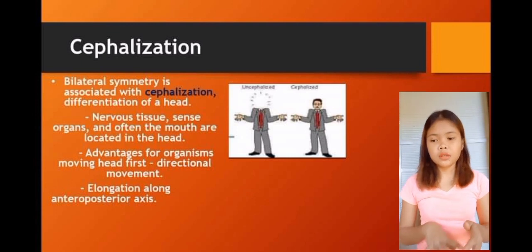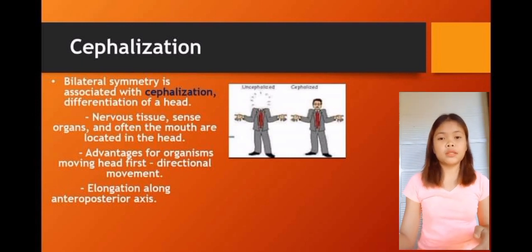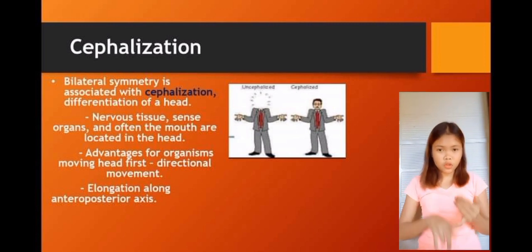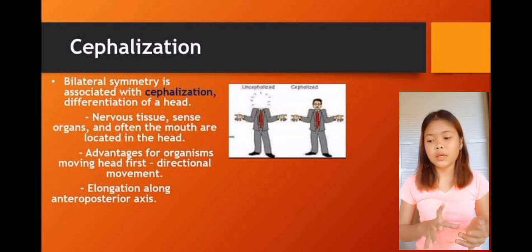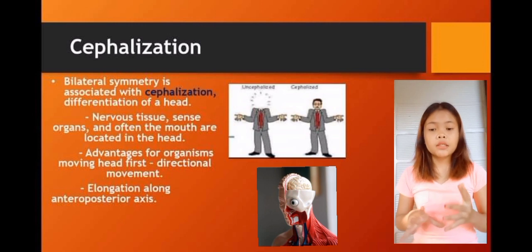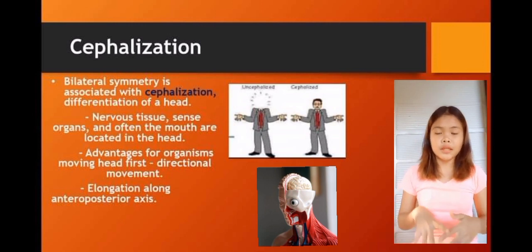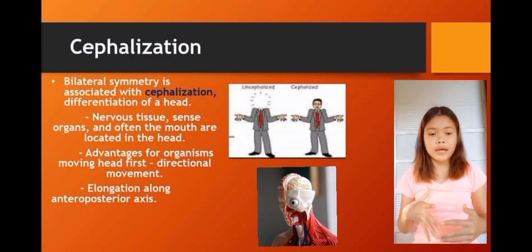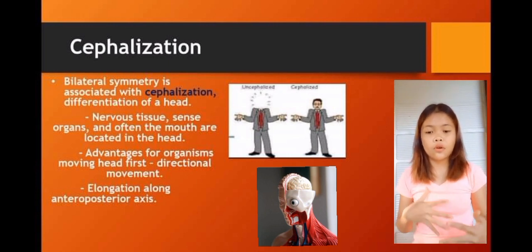Cephalization. Bilateral symmetry is associated with cephalization, differentiation of a head. Nervous tissue, sense organs, and often the mouth are located in the head. Bilaterally symmetrical animals also have cephalization, which is the concentration of nerve and sensory tissue at the anterior end of the organism.